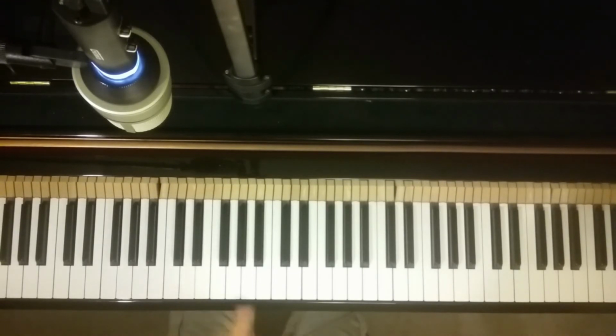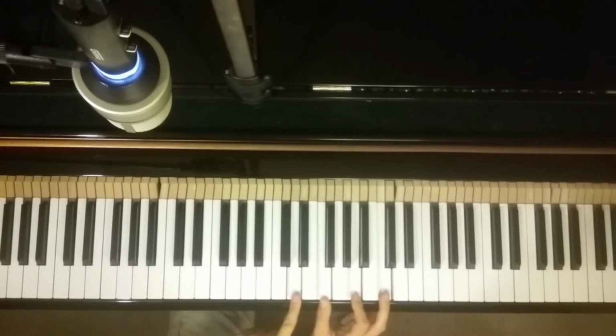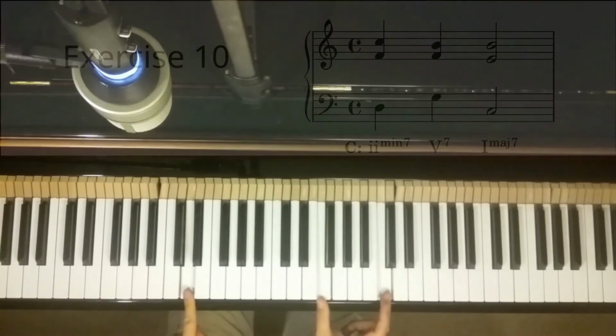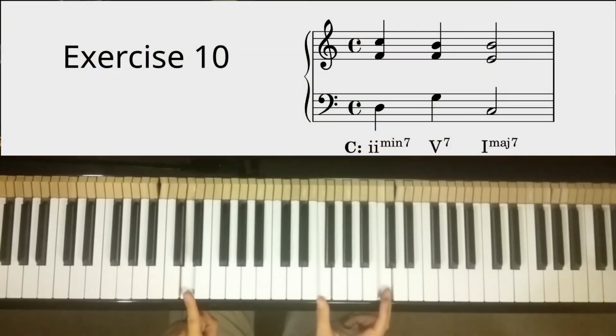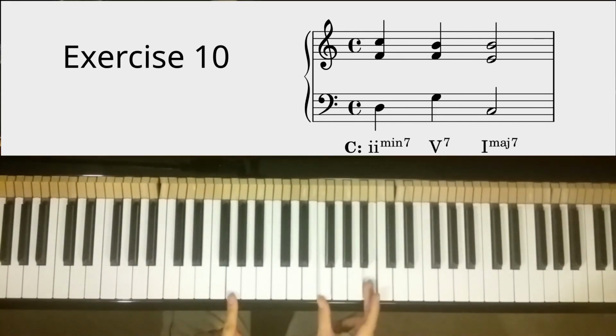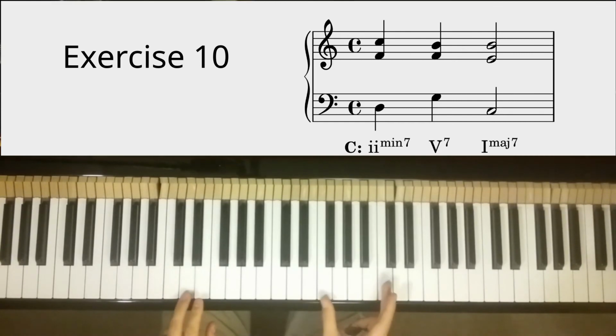So in C major, the 2 chord, the 2-7, is a minor 7th chord. So we'll play that. Then we'll go to our 5 chord, which is a dominant 7th, which now resolves here. And now to our major 7th, which goes here. So here it is again.